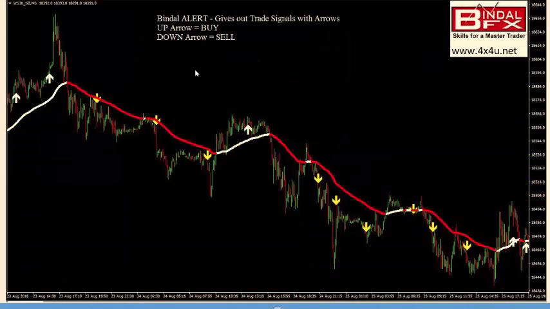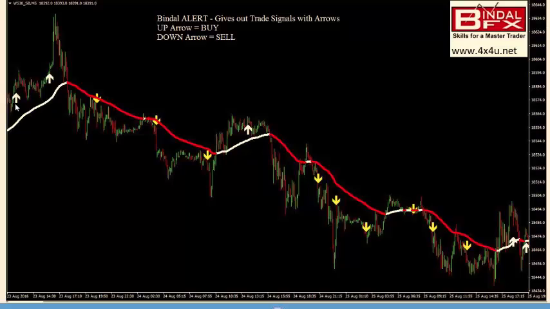And lastly, I've got the Bindal Alerts. This one I put on a higher time frame, anywhere from 5 minutes onwards. You could have it on 5 minutes, 15, 30, 1 hour, 4 hour, daily, weekly, monthly, it doesn't matter. The higher the time frame, you are looking for bigger pips and naturally bigger stop loss and bigger targets. In this case, I'm just looking at intraday scalping.